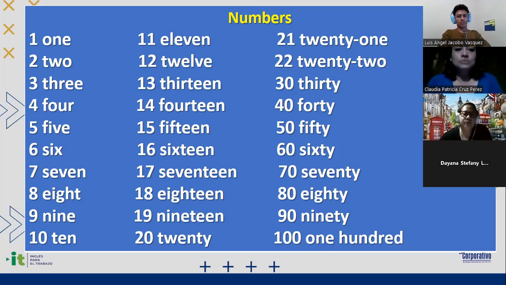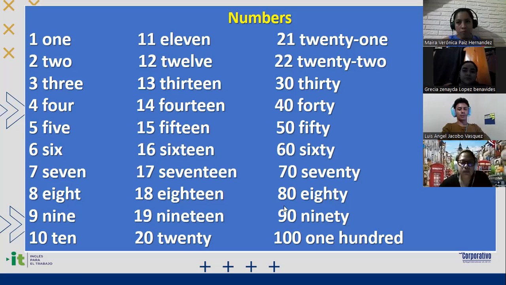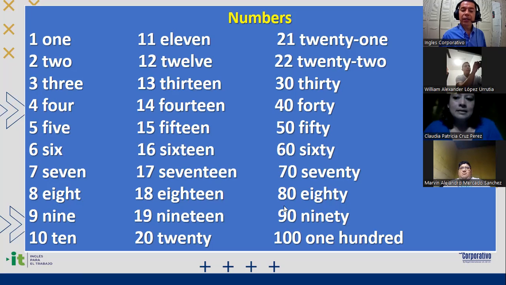One, two, three, four, five. Look at my lips. Wait a minute. I will show you. This is b. Five. Five. Okay. Continue. Six, seven, eight, nine. Ten. Okay. Thank you. William? One, two, three, four, five, six, seven, eight, nine, ten.